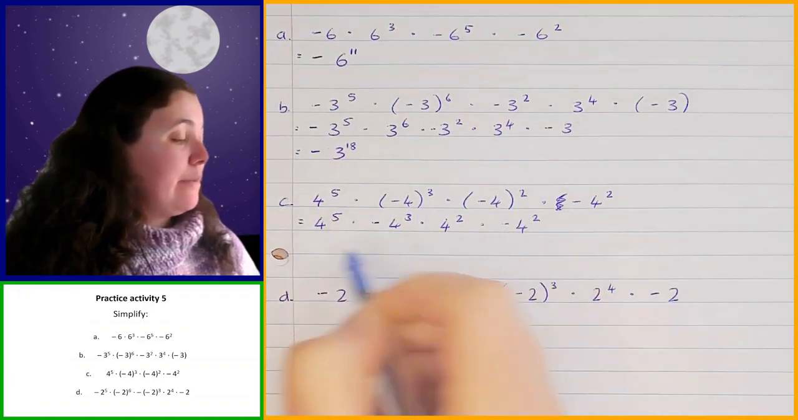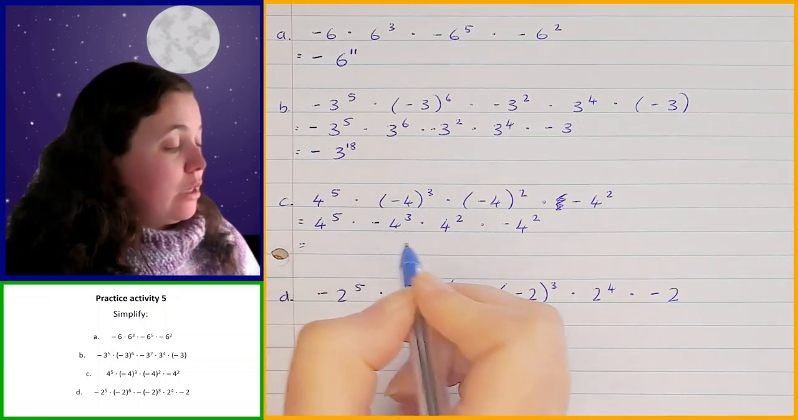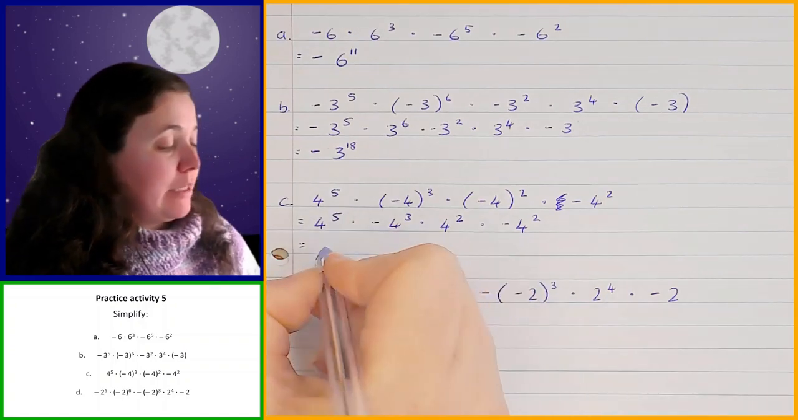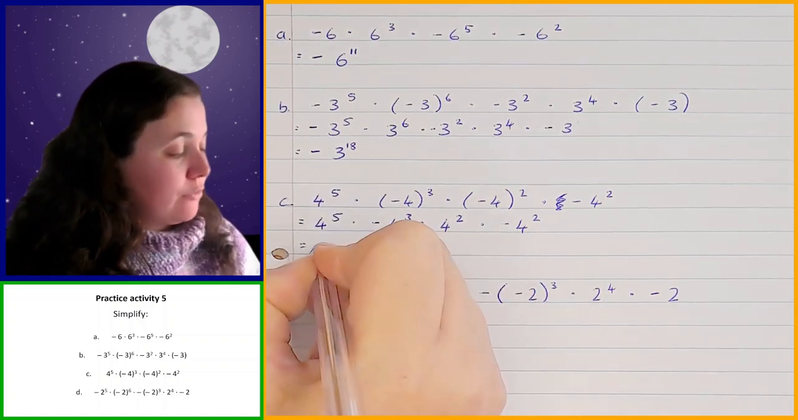Now I've got all the same base, so I'm going to determine whether it's positive or negative. So I've got 1, 2 negatives being multiplied together, so I'm going to have a positive answer.